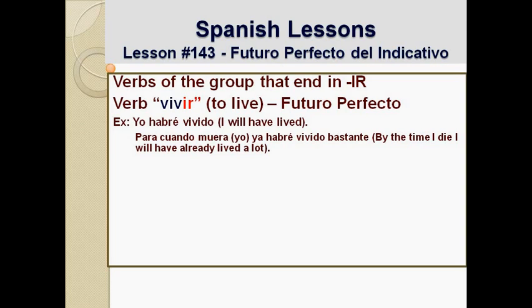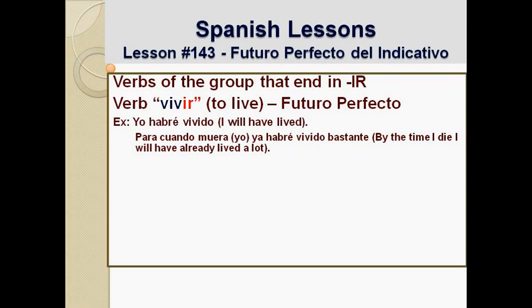So here you can also identify the two different moments in the sentence, right? Both moments belong to the future, but one will happen immediately before the other. By the time I die is one moment in the future. I will have already lived a lot. This is the other moment in the future, but the word already tells us that this will happen immediately before the first part, okay? So that's where we use the futuro perfecto.